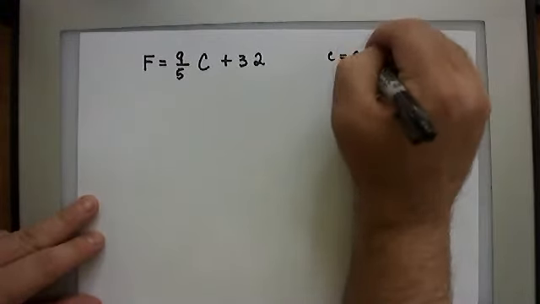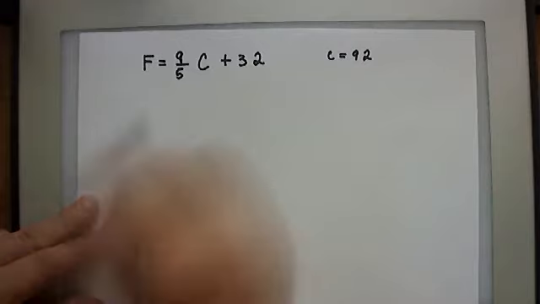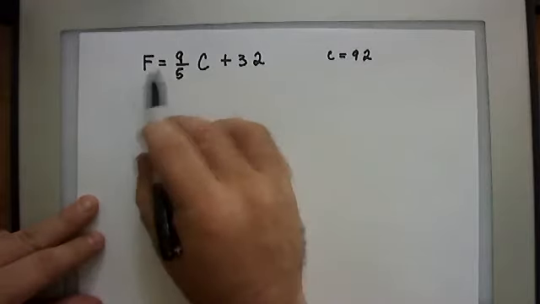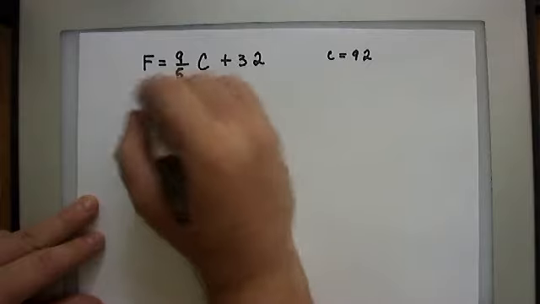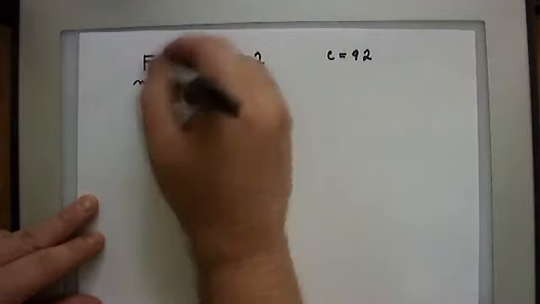So in this case, they said, look, the Celsius is 92. The degree Celsius is 92 degrees. So what would the degree Fahrenheit be? Now, this is an equation because we do have an equal sign, but you don't know what F is. That's what we're asking you to find. So you're going to plug into all this, and then the answer will be over here.